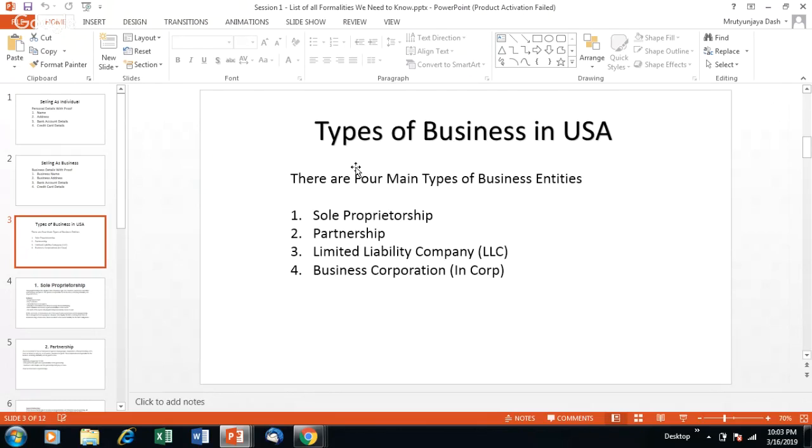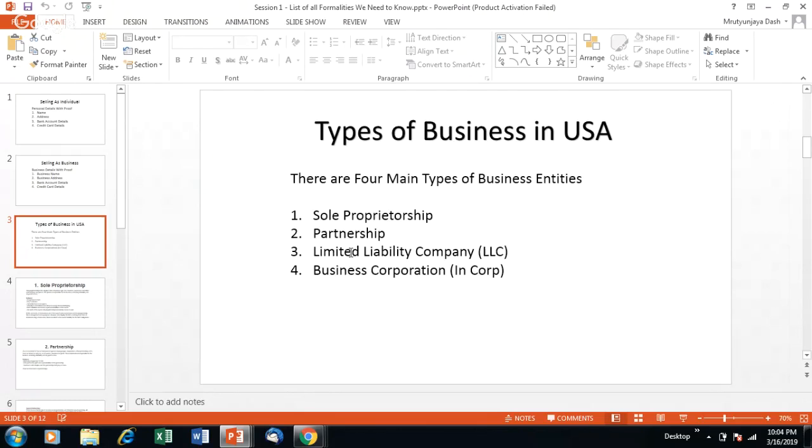So there are four main types of business entities that can be created in the US. And I'll go for India too, from the business perspective, what all is required in India, we'll get to know that as well.